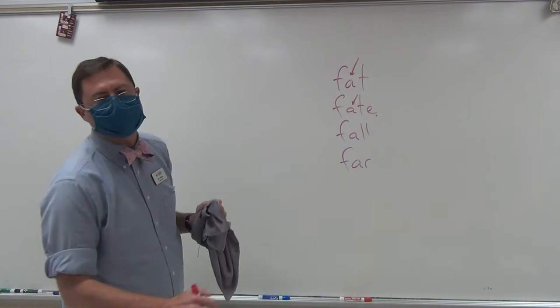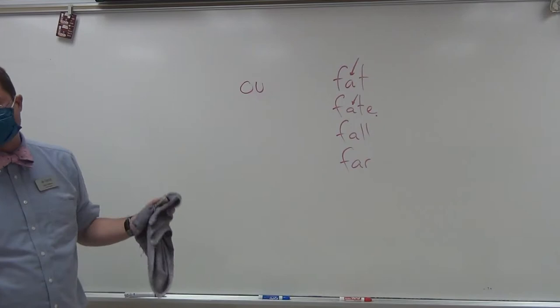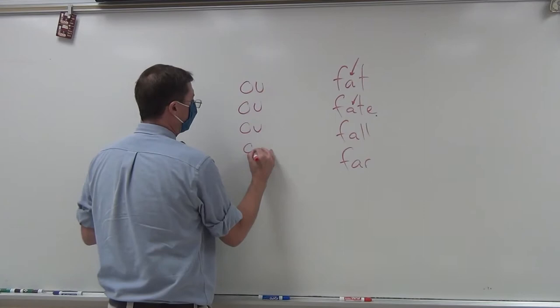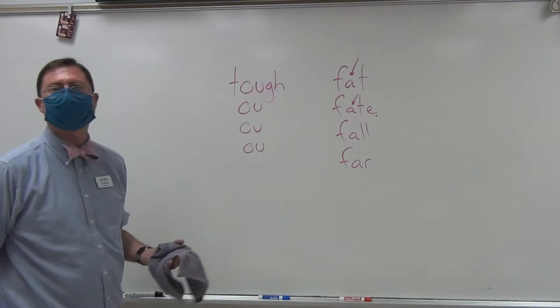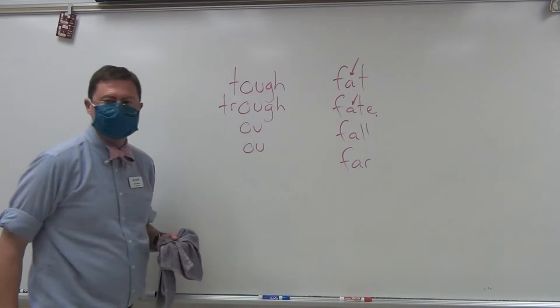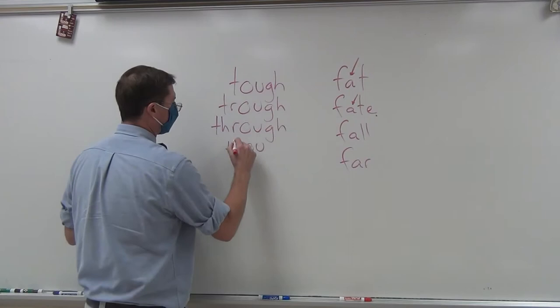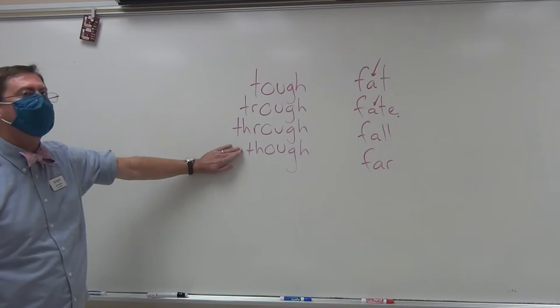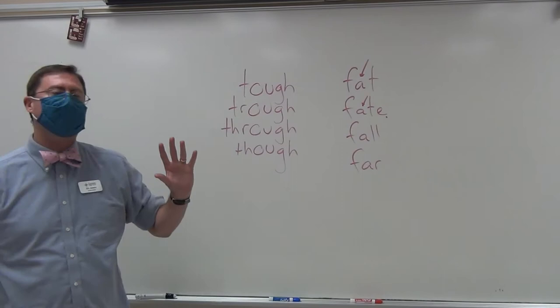If I were to give you this OU, and I were to ask you how you would pronounce it, you might come up with several different things. Whereas in Latin, that OU would always be pronounced in the exact same way. So, I have OU, OU, OU, OU, and think about it. It could be this. It could be this. It could be this. And it could be this. Think about it. It is tough, trough, through, and though. And so again in English, it can be absolutely bewildering, and English is stupid.